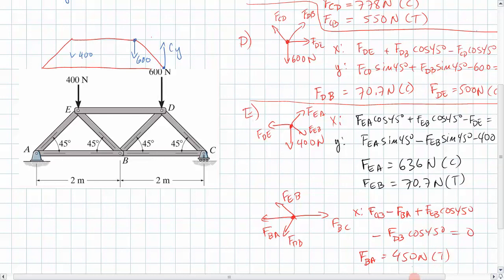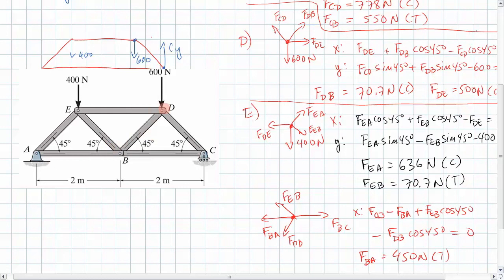So this is the solution to the problem, and the thing to remember is that if you need a reaction, just start with one pin and solve for that reaction. Don't solve for whatever you don't need. So you start solving for this reaction and then use this pin to find these two forces. Then use this pin to find these two forces. And then use this pin to find these two forces. And finally use this pin to find this force.